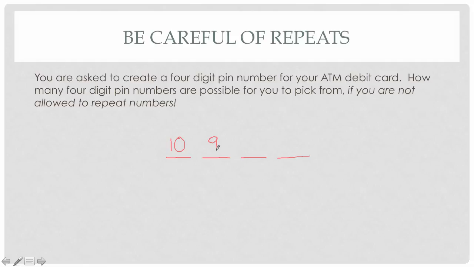So there are only 9 numbers left to choose from. All right, so now I've picked 2 digits. So now when I get to my 3rd digit, there's 2 that I can't use, so there's only 8 left. And finally, on my last one, there's only 7 numbers left. I can't have any repeats.